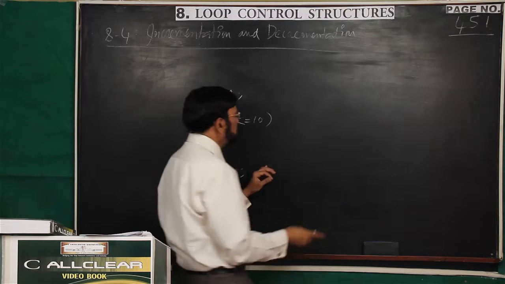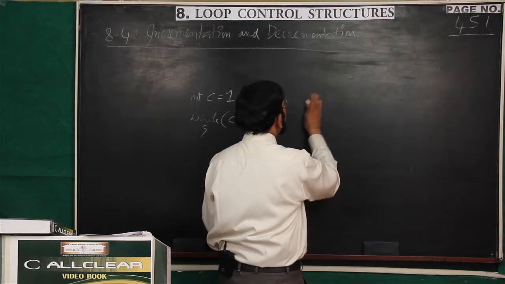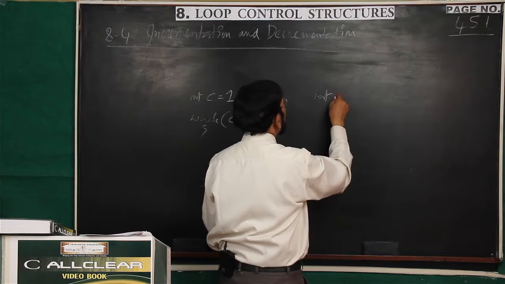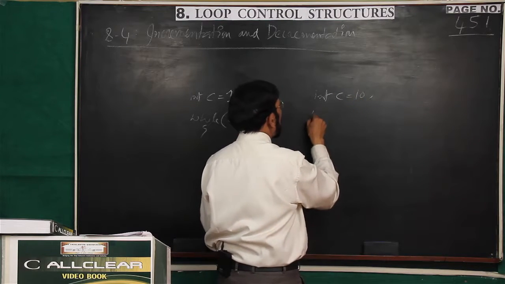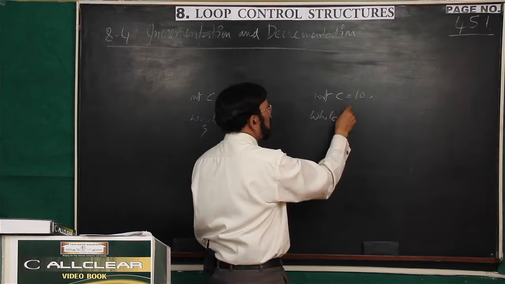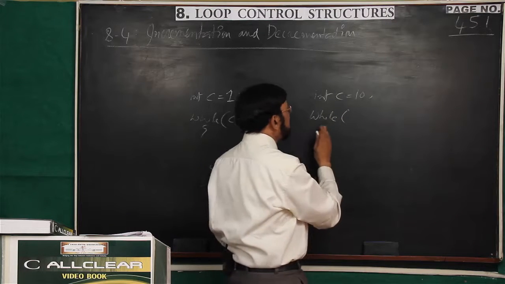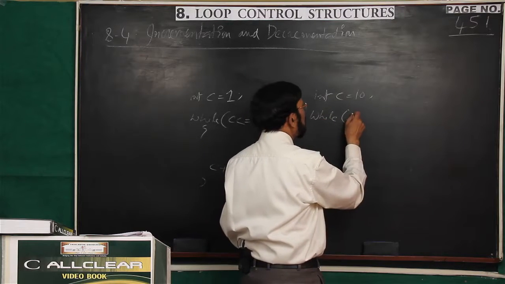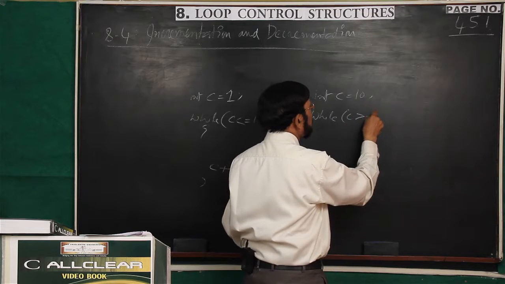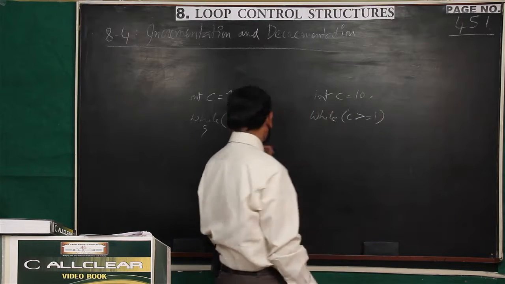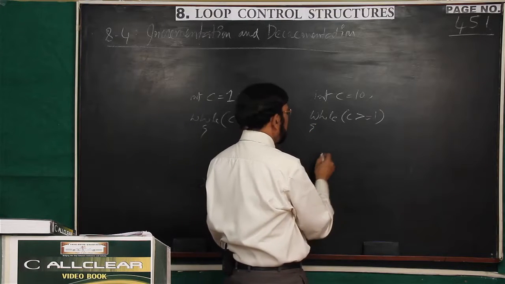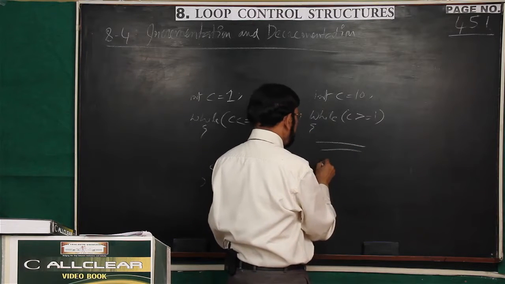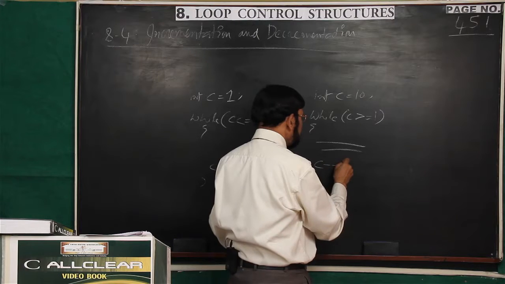And decrementation, how do we write? int c = 10. While, how do you write the test expression? Here you should be very careful. c >= 1. Here c <= 10. Now here in the statements you write c--.